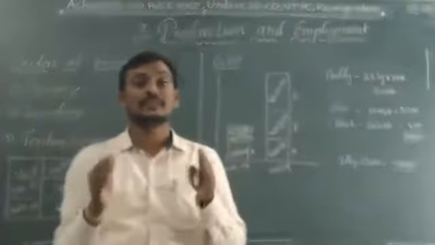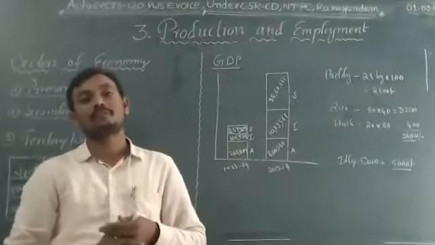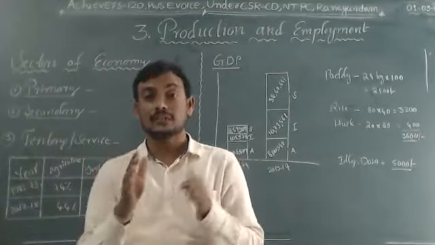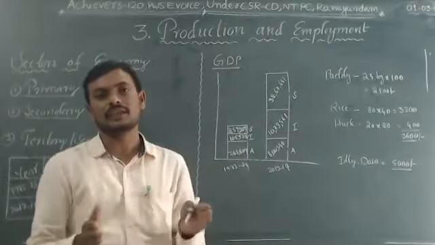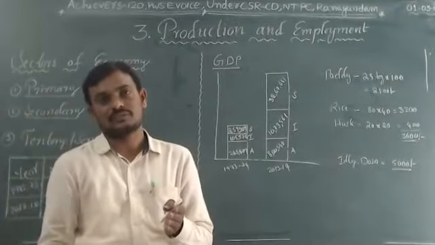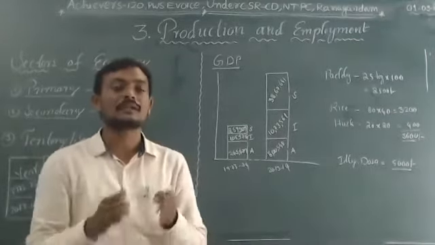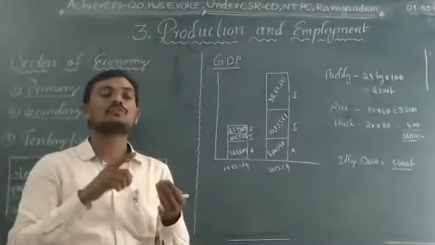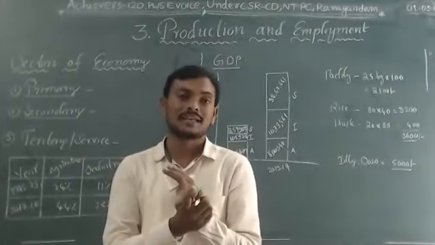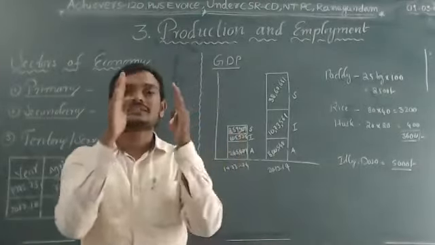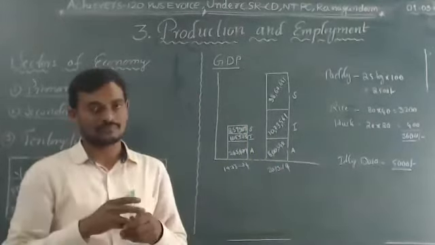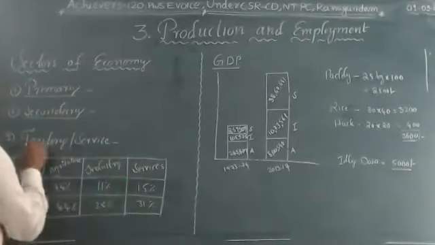Coming to the second sector, the secondary sector is nothing but the industrial sector, where manufacturing takes place and goods are produced with the help of machines and tools. In industry, machines and tools are used for producing goods, so these activities come under the secondary sector. Small scale, medium scale, and large scale manufacturing units, the entire industrial activity, come under the secondary sector. Clear?